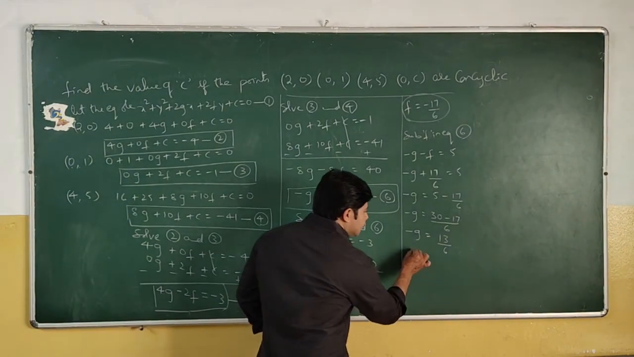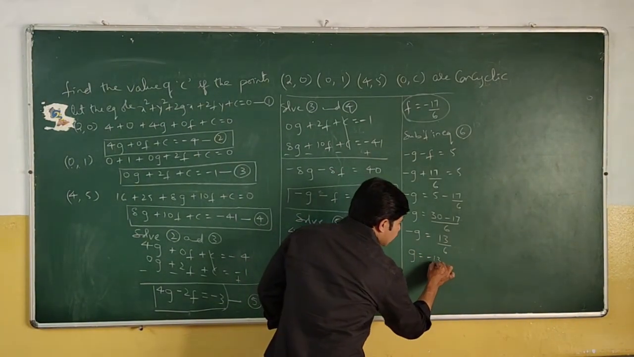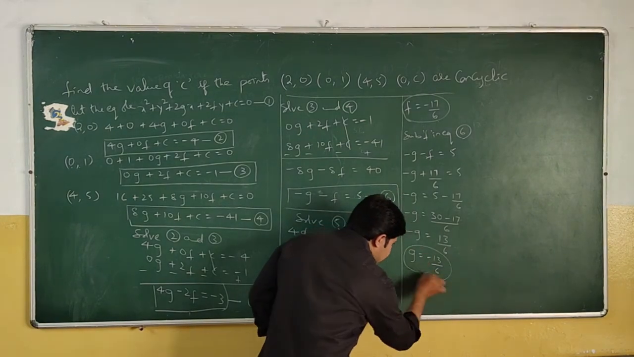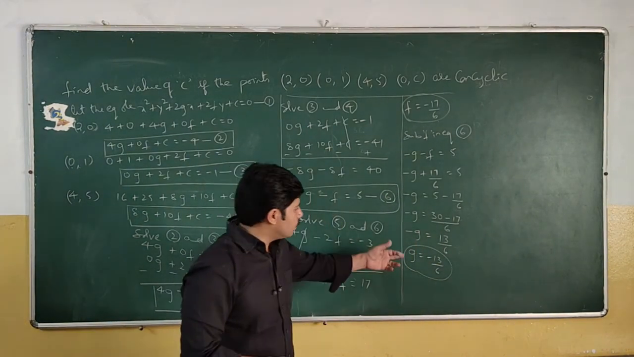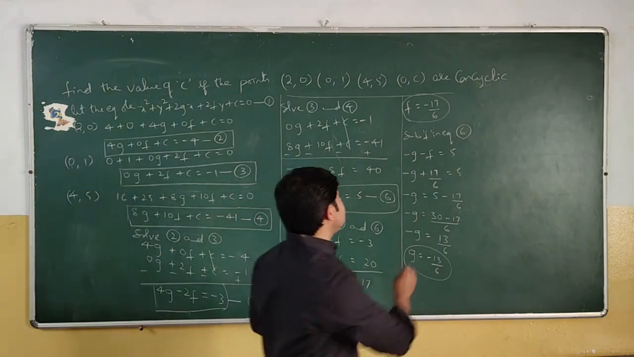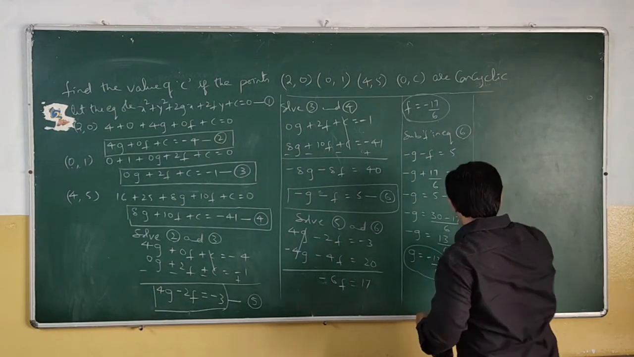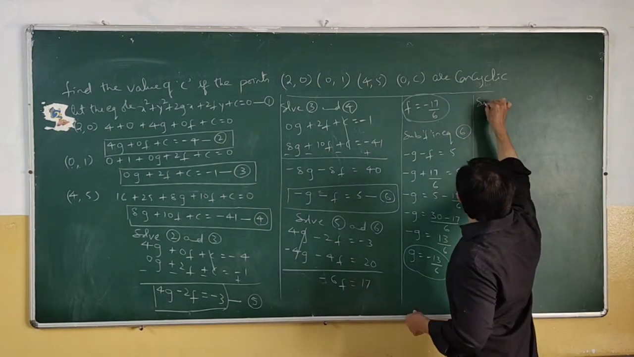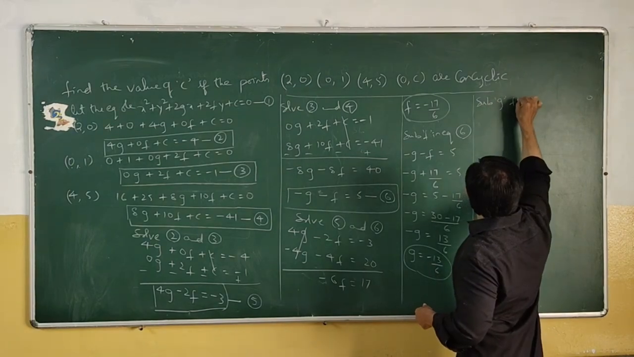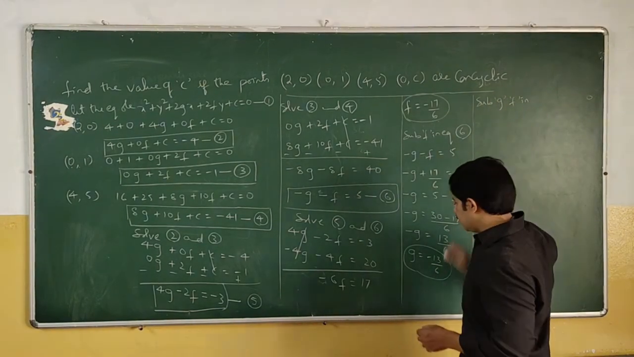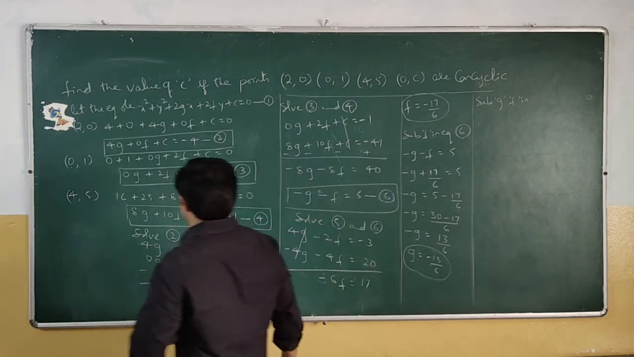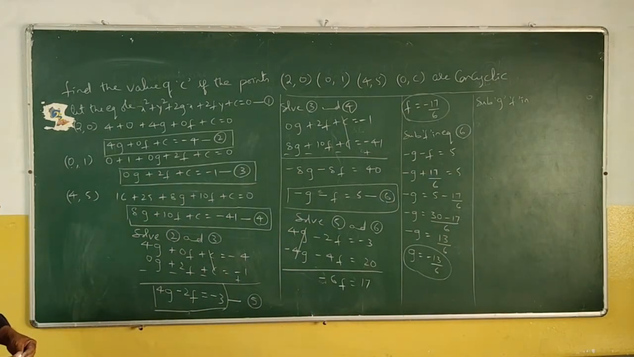Okay, so what is g value? It is minus 13 by 6. This is the value of g. We have g, f. Now we need c. So what we do is substitute g, f. We have g value, f value. Now just go through those equations.